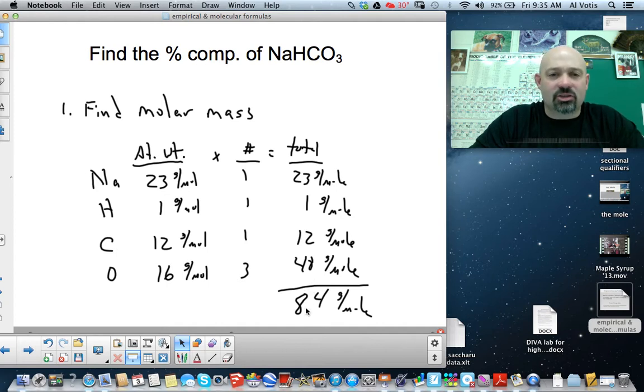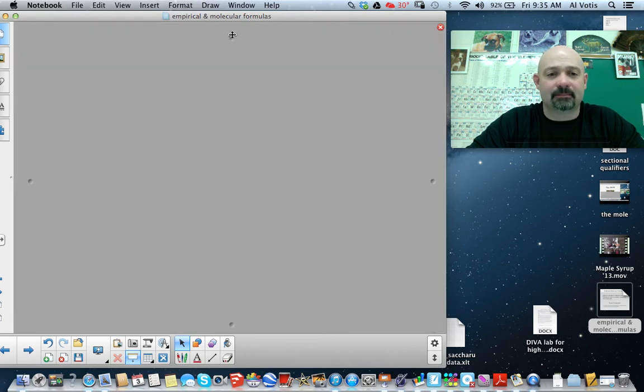Since a percentage is always a part over a whole, your elements will be the parts, and the molar mass overall is your whole. So all we're going to do is divide each of the total values, 23 grams per mole by 84 grams per mole, and that will give us our percentage for sodium. And that's what we see on our next slide.